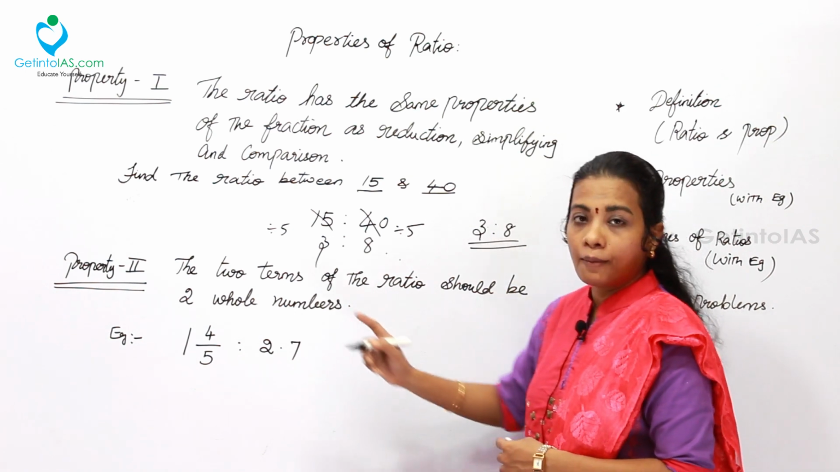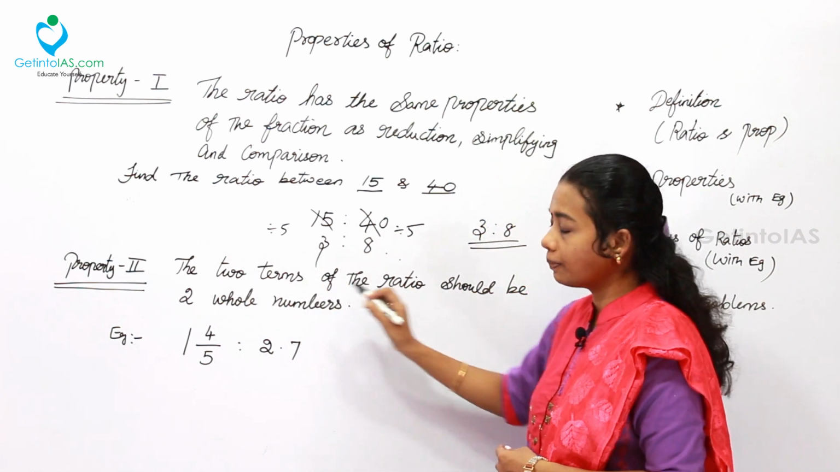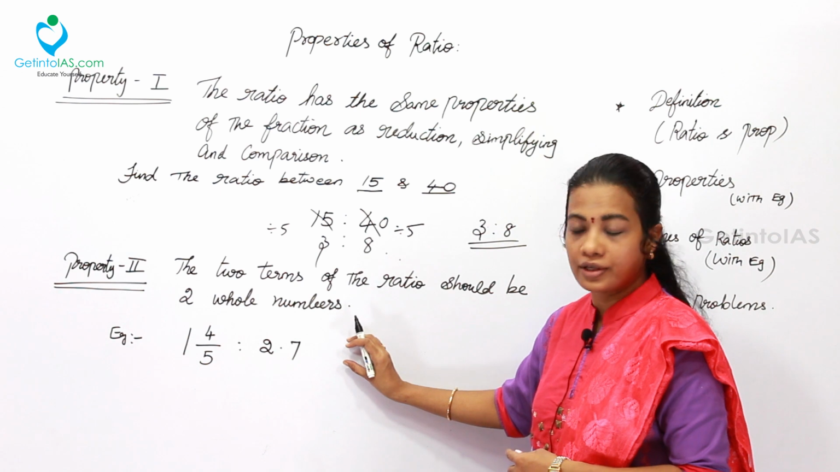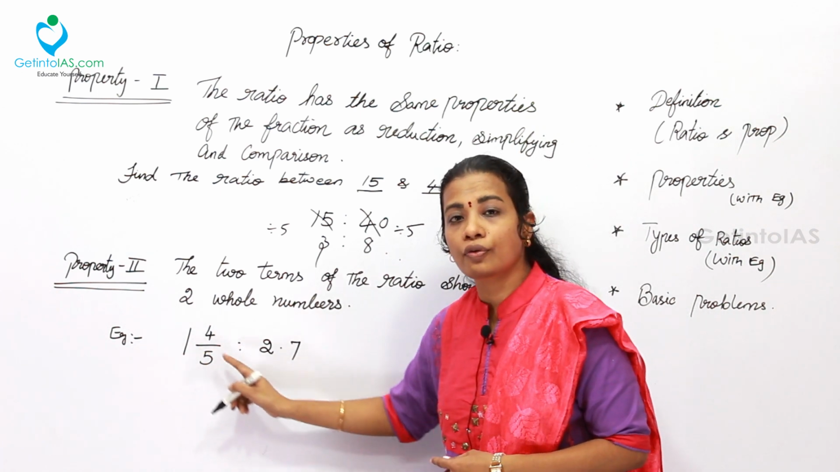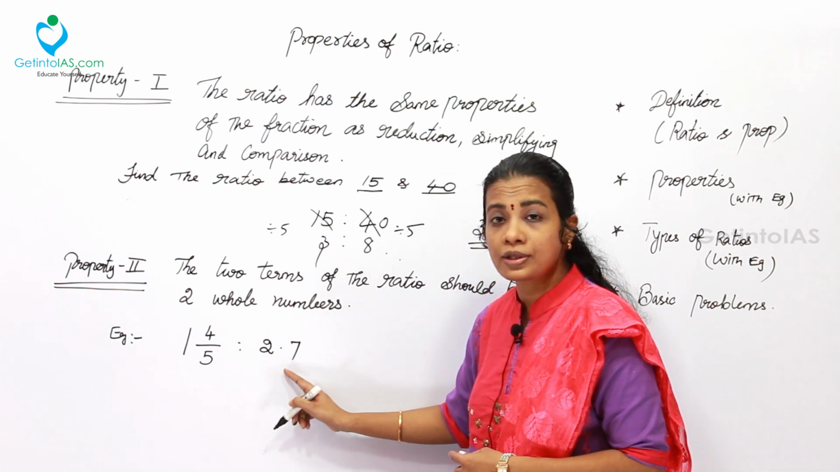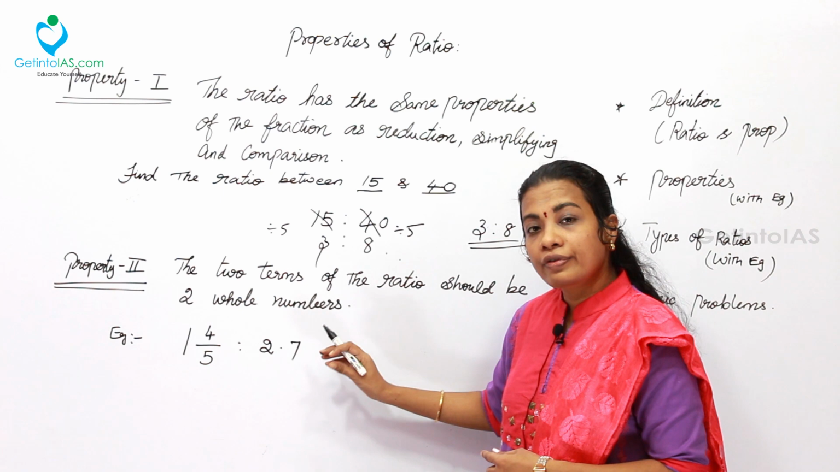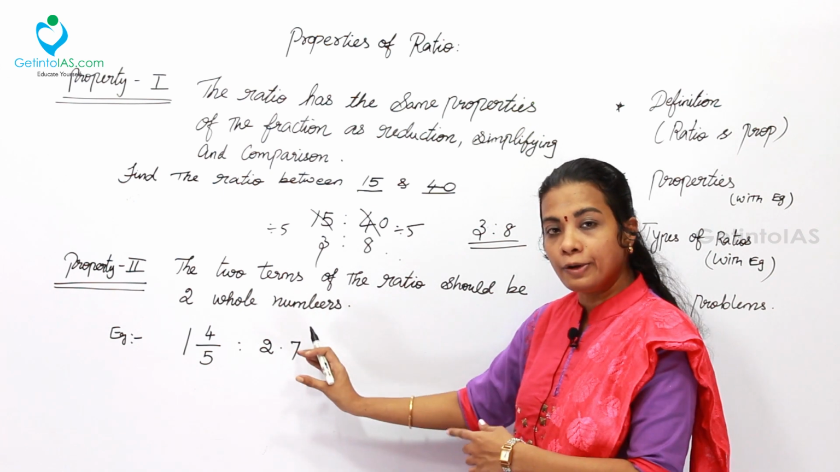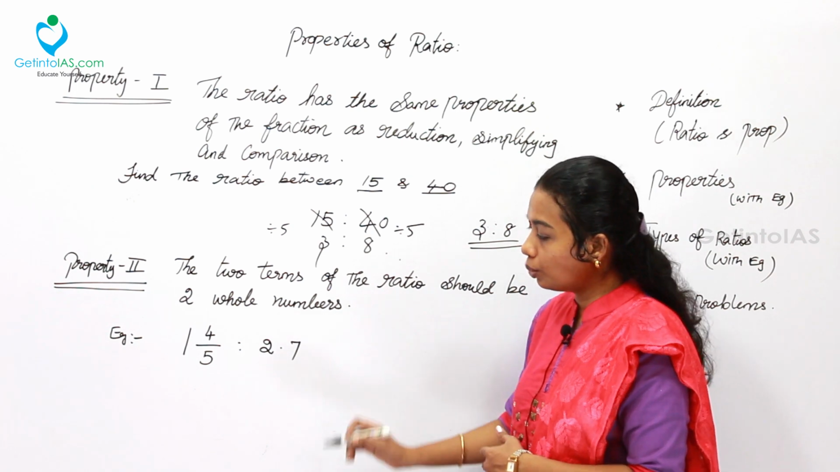The next one is property 2. The two terms of the ratio should always be whole numbers. Look at the example: 1 4/5 is given in the form of a mixed fraction, and 2.7 is a decimal value. So you need to first convert these two values into whole numbers, then you can say what the ratio is. Let's do it.